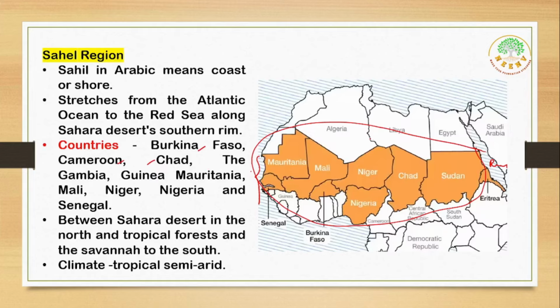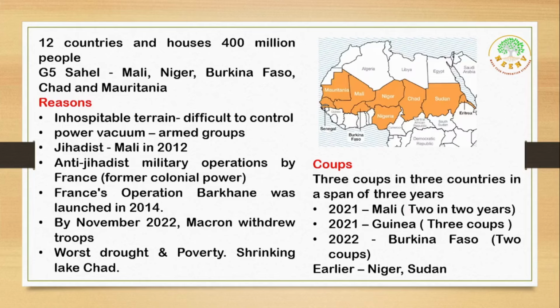On the northern side, we have the Sahara Desert here, and in the southern side, we have the savannas. So this region is kind of a transitional region, even geographically when it comes to climate. And the climate of this region is tropical semi-arid. So the nature of the geography, on the northern side we have the Sahara Desert, on the southern side we have the savannas, and the terrain is such that in these countries, lots of areas are inhospitable.